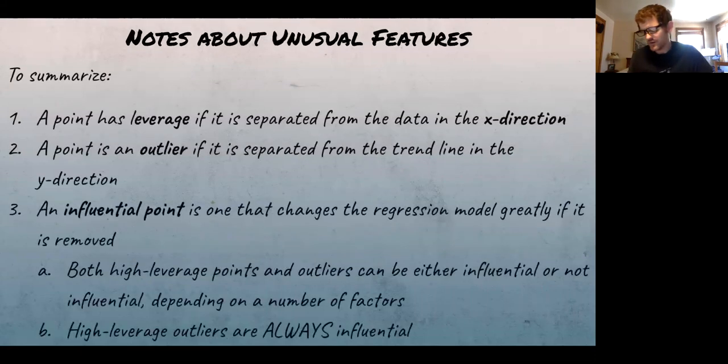Okay, the unusual features. We're going to have a little bit more fun here. So we talked about these yesterday. I just copied a slide, but I changed it a little bit. So an influential point is basically one that changes the regression model greatly if it's removed.